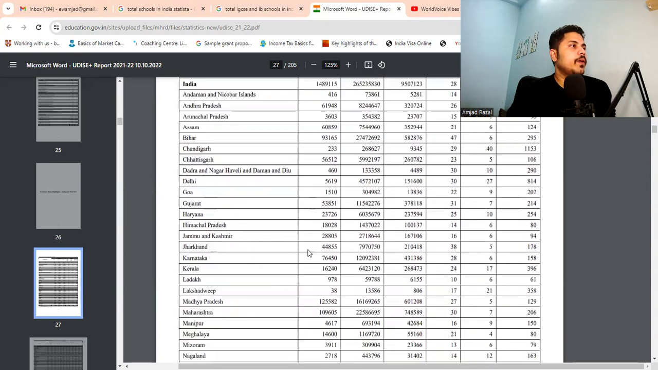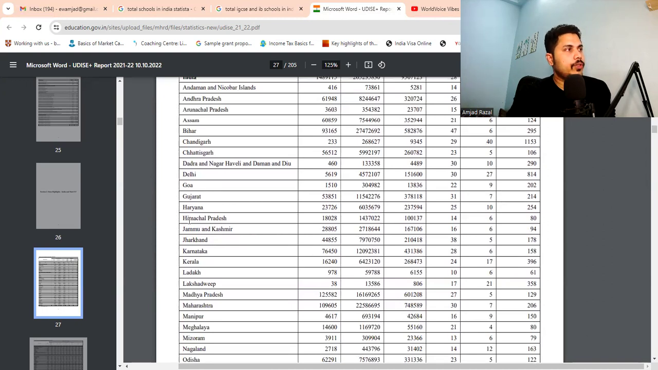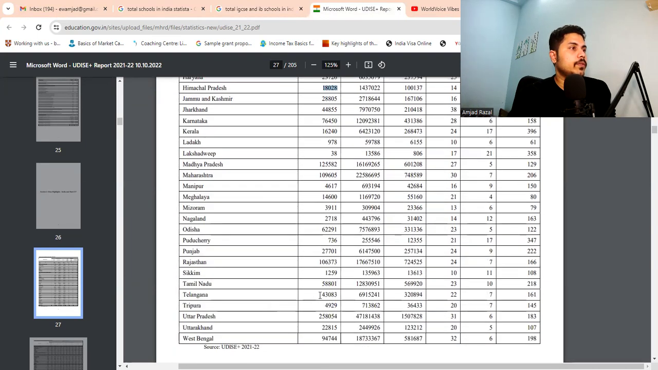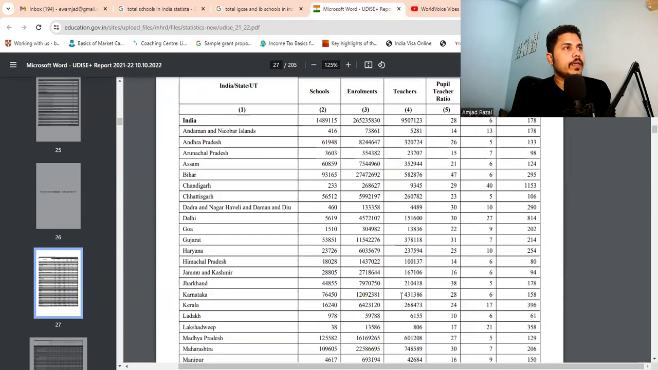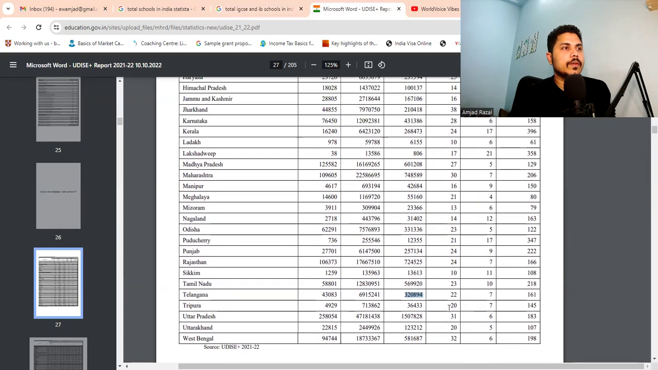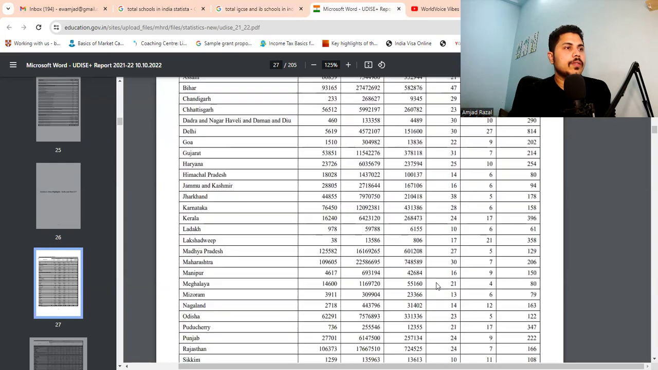Anyways, whichever state you are from, you can immediately check. If you're from Himachal Pradesh, you can see there are 18,000 schools. I'm from Telangana, so going down, we have 43,000 schools, and we have nearly 69 lakh students, right? Yeah, enrollment, and we have 33 lakh 20,000 teachers. Okay, and this is the student teacher ratio.